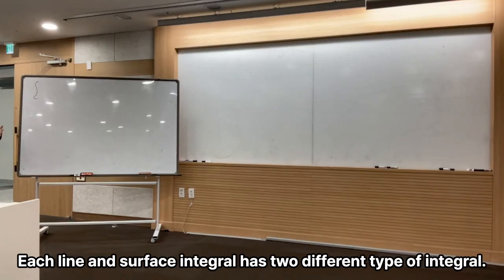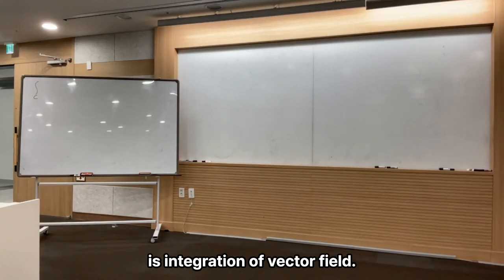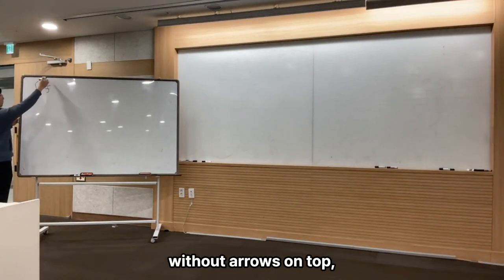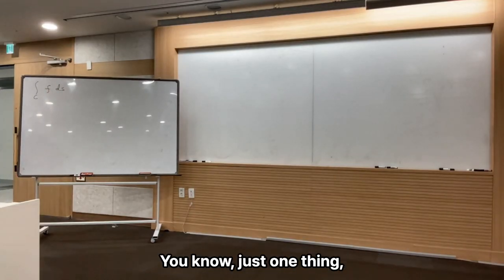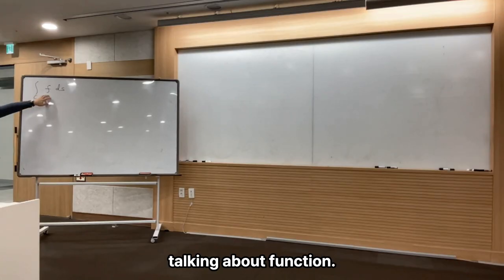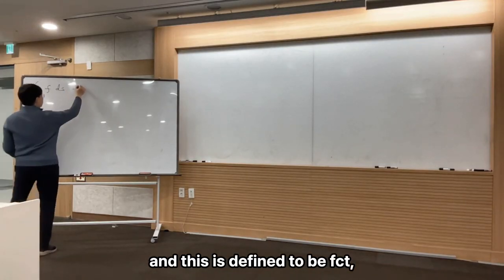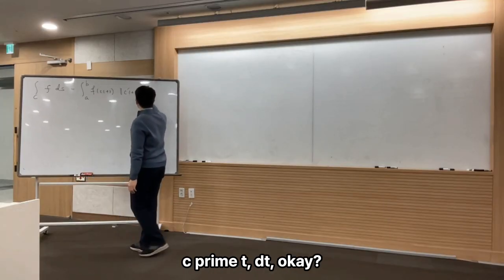Each line and surface integral has two different types of integral. One is integration of a function of real value, and the other is integration of a vector field. So whenever we have integration of a real valued function, I'm going to write just f without the arrows on top. And the notation of line integral is this, just one thing, but it has all the information. We're talking about the curve, talking about the function, and ds is just meaning that we are integrating over the line segment, small s, and this is defined to be the integral of f(c(t)) times the norm of c prime t dt.